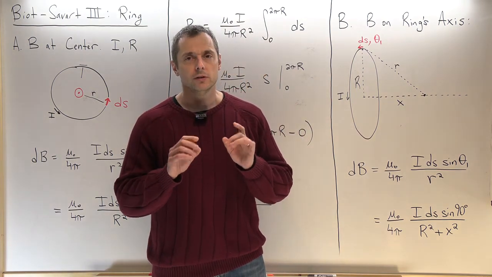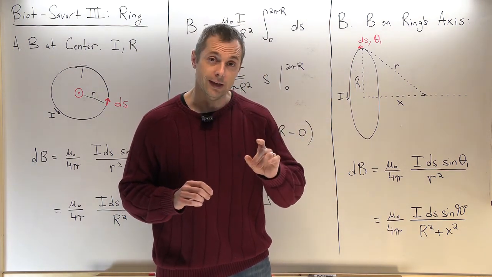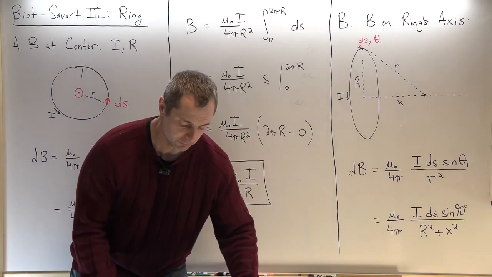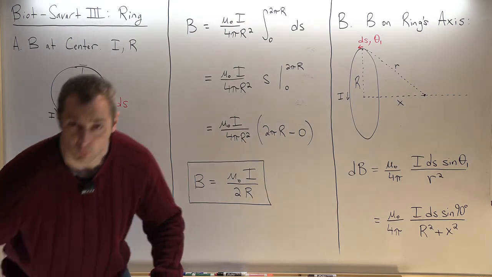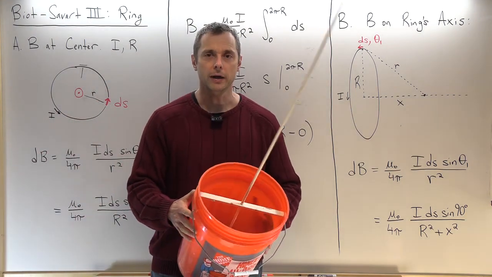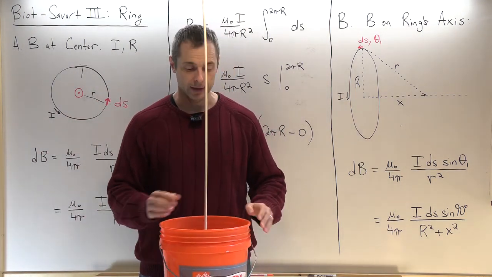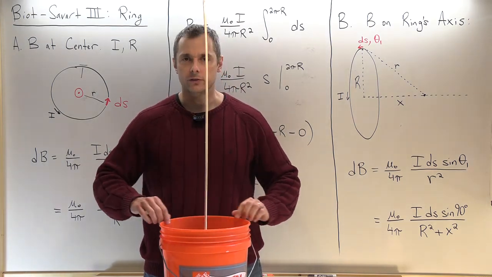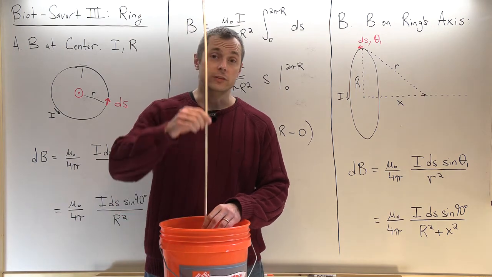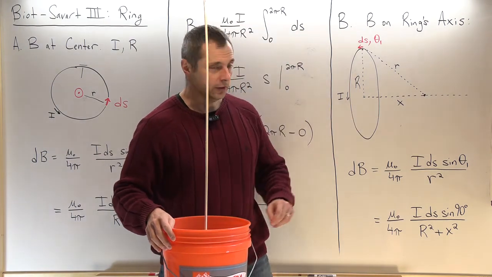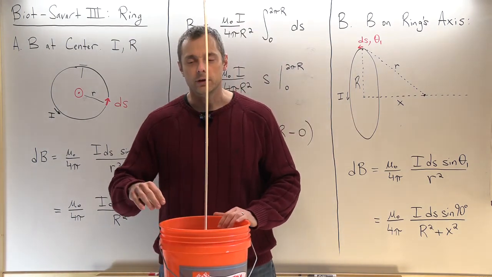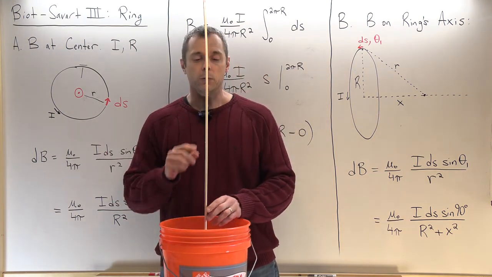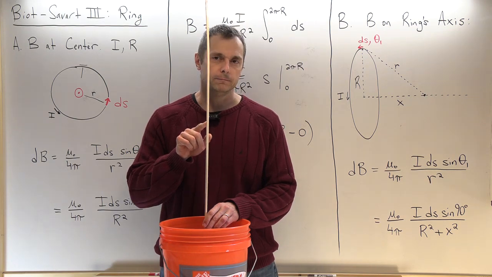Now, to help you see and understand what's happening, I have a little model here. So let me bring it into view. What I have is just a simple bucket with a dowel coming out through the center of the bucket. This represents the ring of current, the top edge of the bucket. This is the axis that we're talking about in this diagram. So we have current going around this rim like this, okay? And we want to find the magnetic field up here.